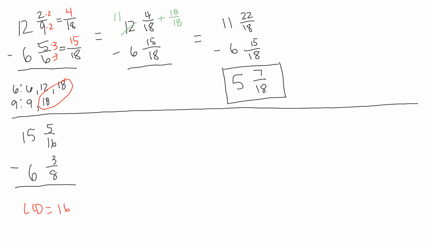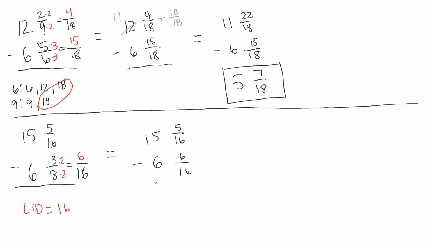So I don't need to rewrite 5/16, but I do need to rewrite 3/8 so that the denominator is 16. I would multiply 8 by 2, so top and bottom by 2, and I get a 6. So I'm going to clean things up. I've got 15 and 5/16 minus 6 and 6/16.